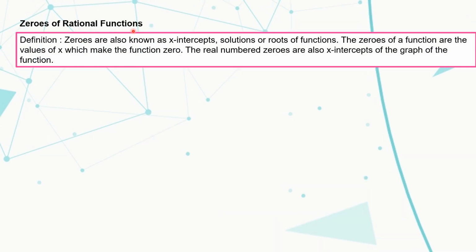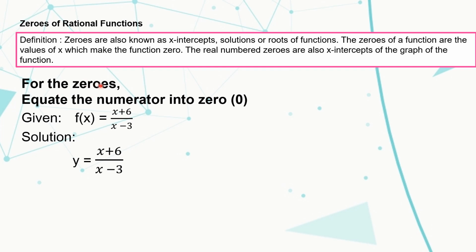Zeros of rational functions. Definition. Zeros are also known as x-intercepts, solutions, or roots of functions. The zeros of a function are the values of x which make the function 0. The real numbered zeros are also x-intercepts of the graph of a function, meaning to say the values of our x-intercepts are also the values of our zeros.